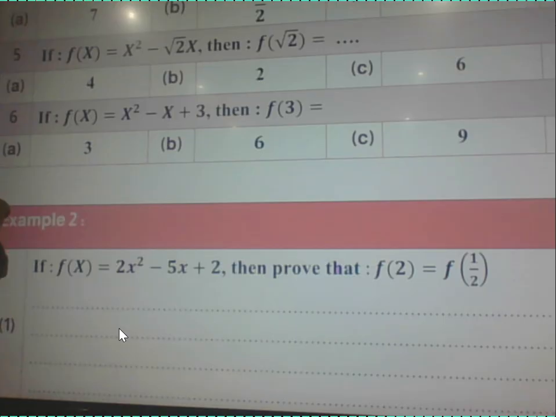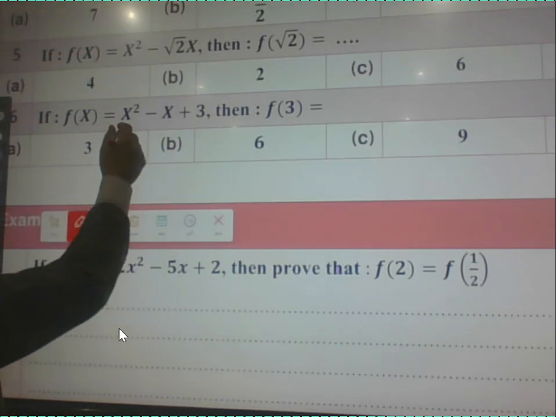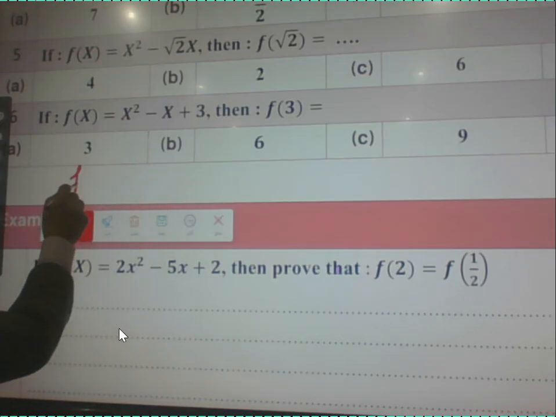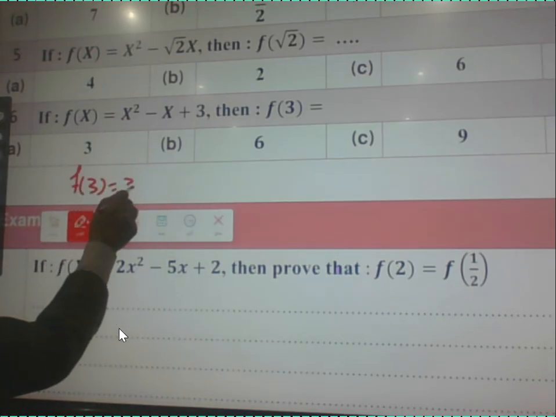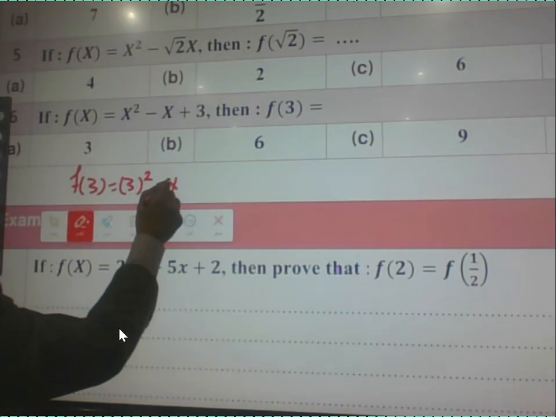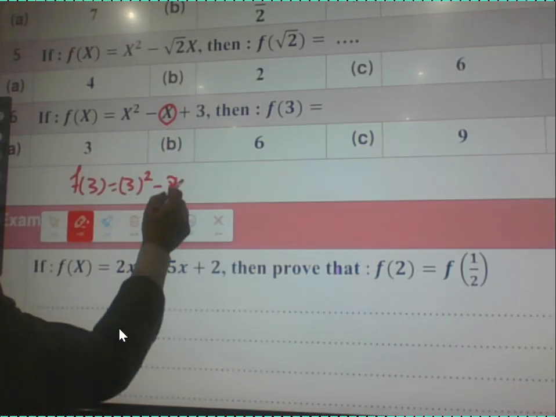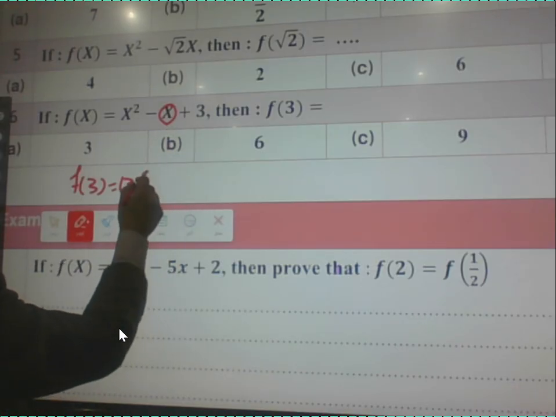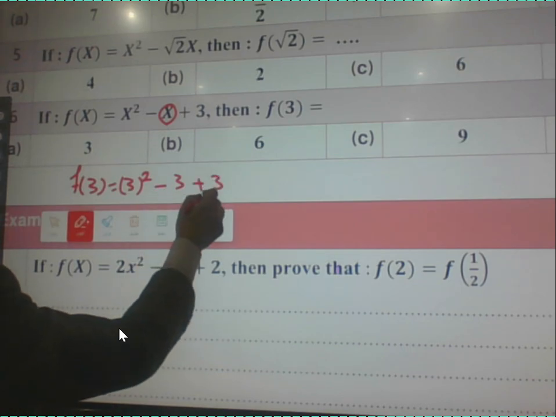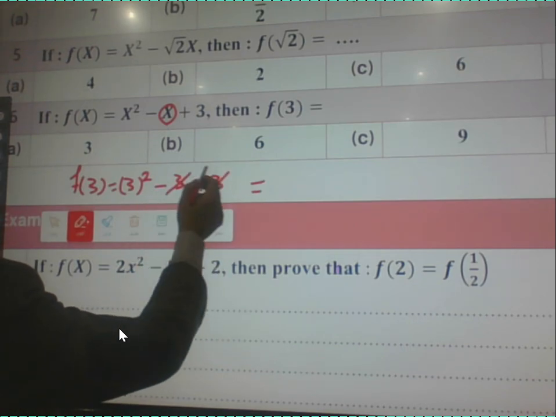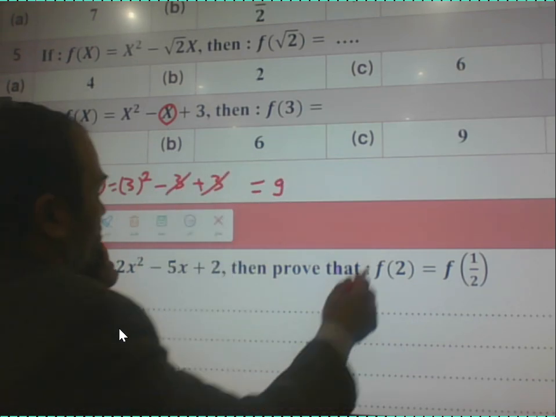Next question, number 6. If f of x equals x power 2 minus x plus 3, then f of 3 equals. We can find the value of x here equal 3. Then f of 3 equals 3 power 2 minus 3, putting the value of x as 3, plus 3. We can cancel together and 3 power 2 is 9. Then the answer here will be 9.